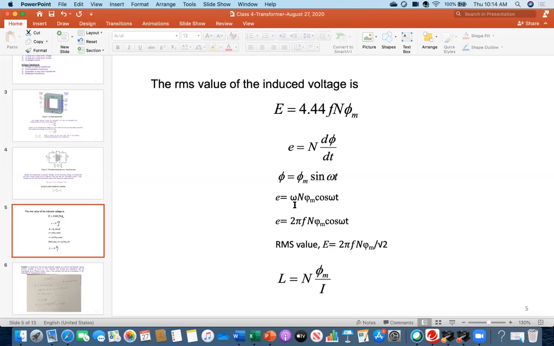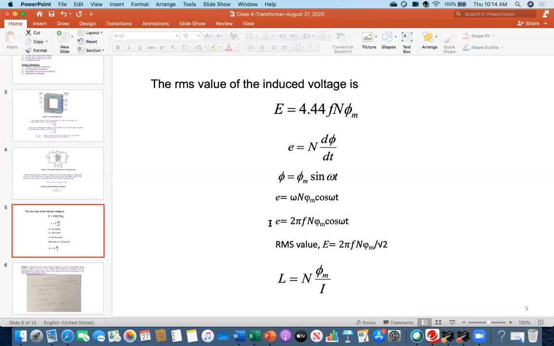And then what is omega? Omega is 2 pi f. This is angular frequency. So now this is my final expression. Everybody see, what is this one? This is also a sinusoidal function. The whole thing, 2 pi f N phi m, this portion is the magnitude, like E equal to Em cosine of omega t. So this whole portion is my magnitude or amplitude.